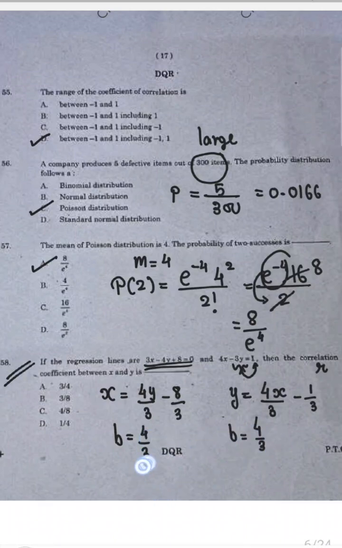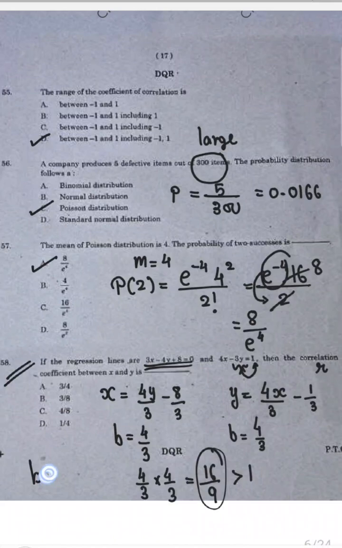And if I just multiply these two values, what do I see? 4 by 3 into 4 by 3 is 16 by 9. 16 by 9 is greater than 1, so this cannot be the answer. What do we know? bxy times byx is r square, and r square is always less than or equal to 1. But we got it greater than 1.